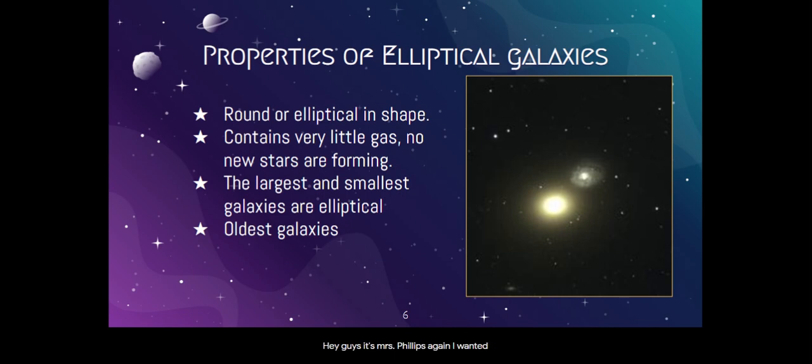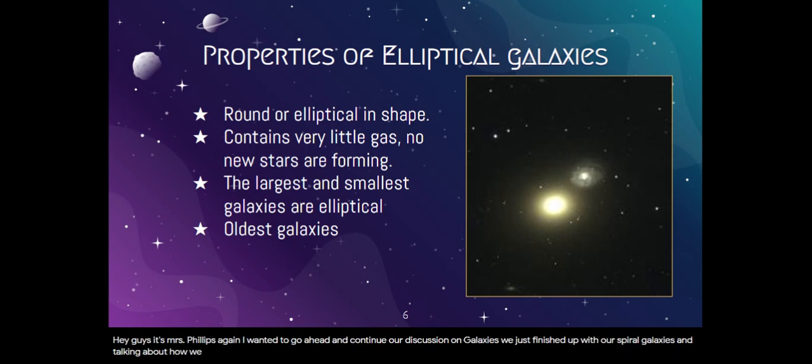I wanted to go ahead and continue our discussion on galaxies. We just finished up with our spiral galaxies and talking about how we live in a spiral galaxy called the Milky Way. Okay, now I want to go ahead and move on, and we're going to talk about elliptical galaxies.